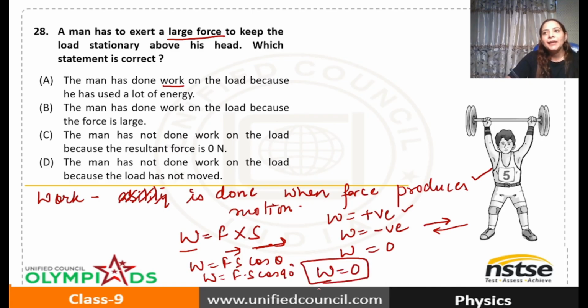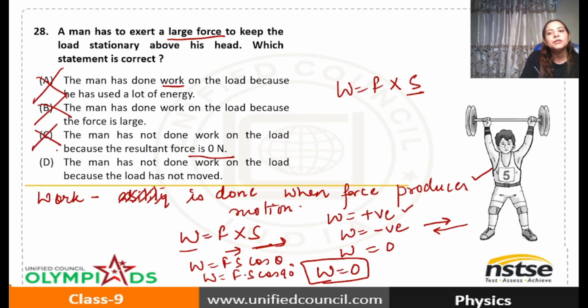Okay. So anything that we are holding up and which is not moving, in that case we say that work done is 0 because there is no displacement. So the first option says a man has done work on the load because he has used a lot of energy. No. Work is done only and only when a force acts and also the body moves. And here you can see there is no motion. A man has done work on the load because force is large. No. A man has not done work on the load because the resultant force is 0.